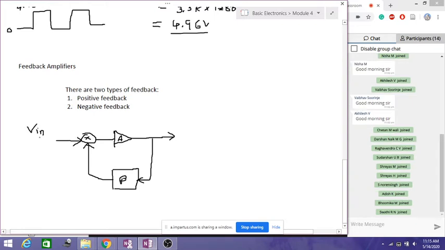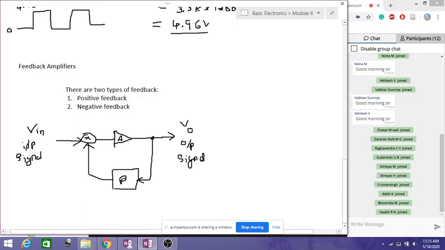So we have some input voltage or input signal. Here we are applying the input signal, and depending on the circuit, it will get magnified or reduced. This is the output signal. It has a certain gain, which is amplifying.